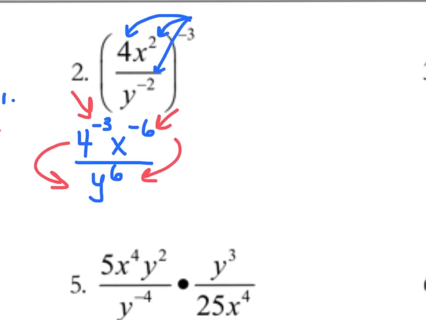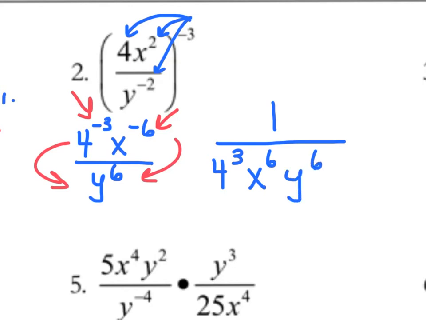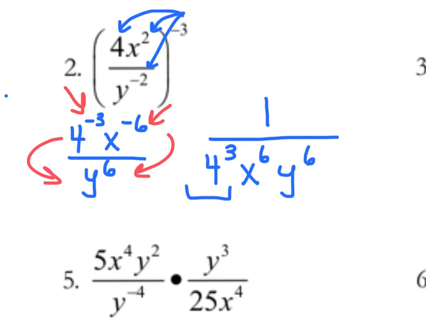Okay, so on the top, there's nothing left. We're just going to put a nice 1 when there's nothing left. Bottom, we got 4 cubed. We got x to the 6th. We got y to the 6th. And that's it. If you want to evaluate 4 cubed, you're welcome to, or you can leave it. Use your calculator for that, guys.